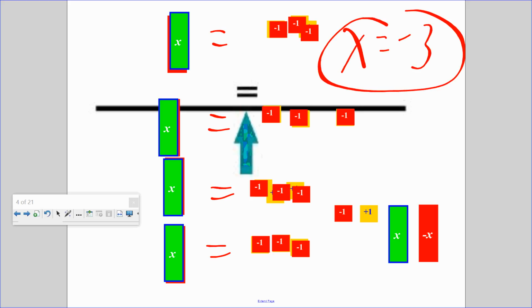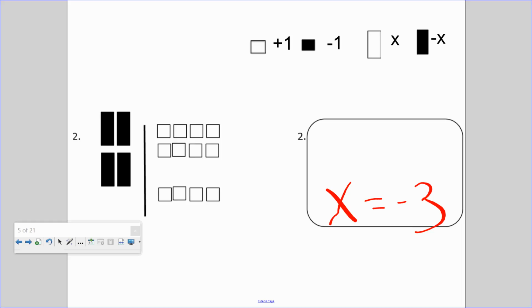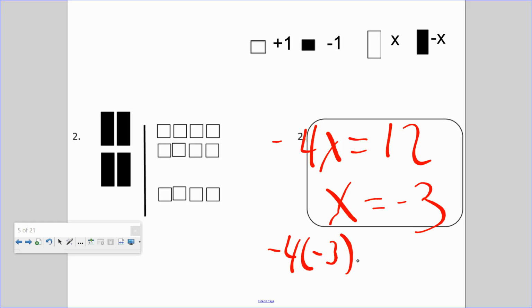-3. So if I replace each x with -3, -3, -3, -3, they will be equivalent. So x equals -3. And let's go here. This is -4x equals 12. To check my work, -4 times -3, will it be 12? Yes, it will be. Negative and negative. Opposite of a negative is a positive.